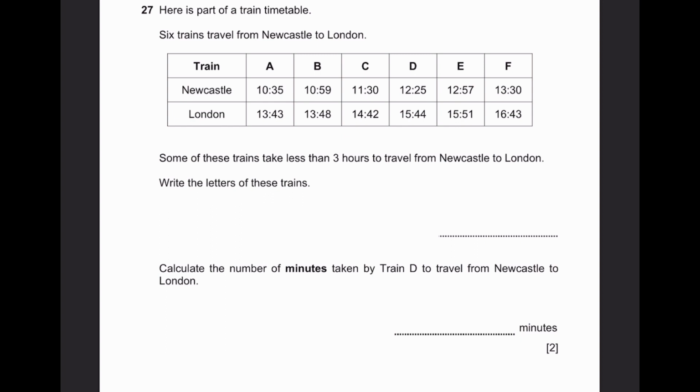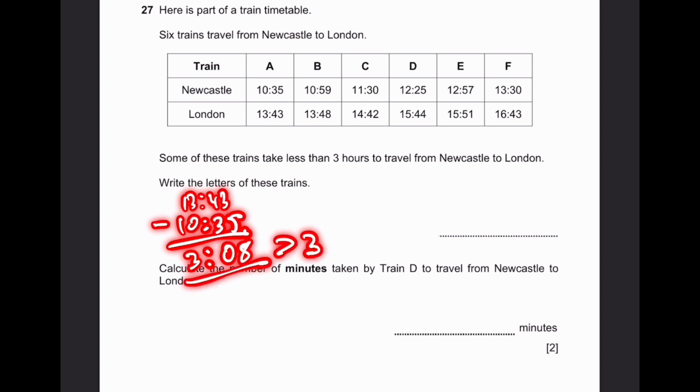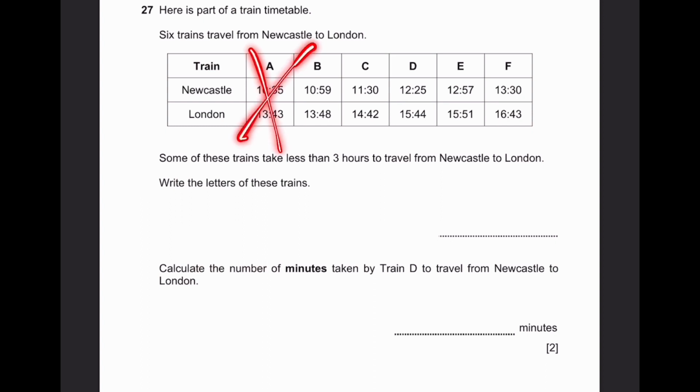Question 27. Here's part of a train timetable. 6 trains travel from Newcastle to London, and the letters represent each train. Some of these trains take less than 3 hours to travel from Newcastle to London. Write the letters of these trains. So train A, 13:43 minus 10:35. With this, we get 3 hours and 8 minutes, which is greater than 3 hours. So it's not train A.